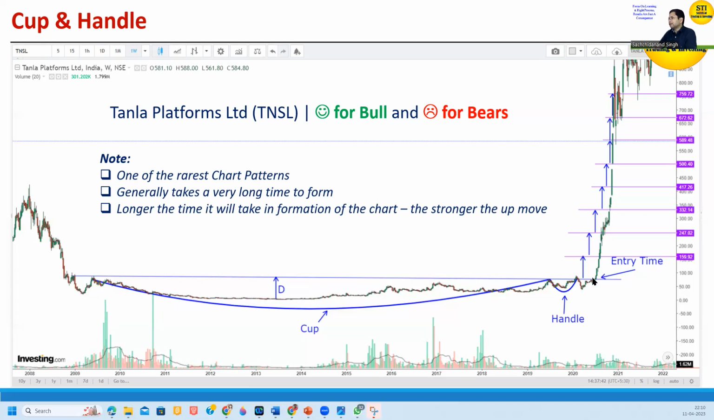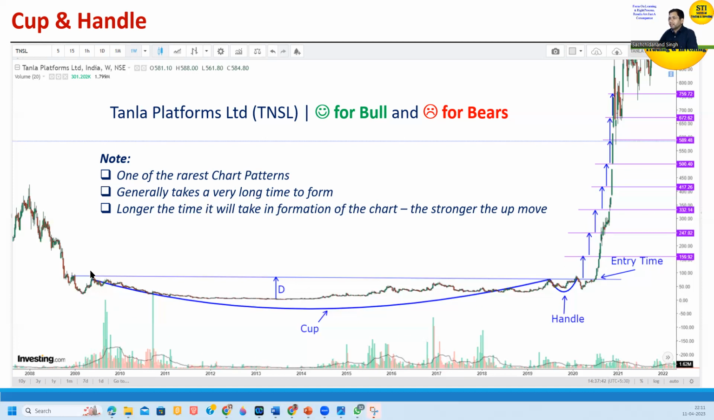In this example, somebody could have made an entry here, at around the 50 rupee price point, and after that, within 6 months or so, it keeps on increasing. In this example, it is not the complete picture of the chart. I will show you in the real chart how much appreciation happened for this particular stock.